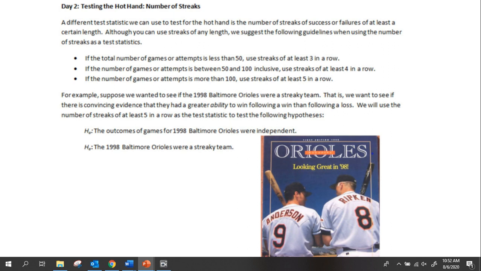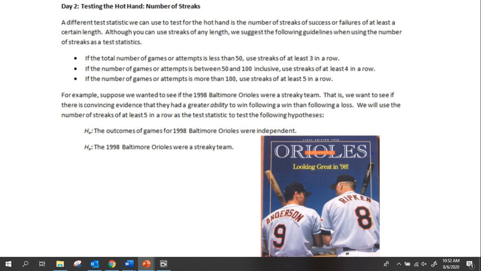If the total number of games is less than 50, use streaks of at least 3 in a row. If the number of games is between 50 and 100, use streaks of at least 4 in a row. And if the number of games or attempts is more than 100, use streaks of at least 5 in a row. For example, suppose we wanted to see if the 1998 Baltimore Orioles were a streaky team.